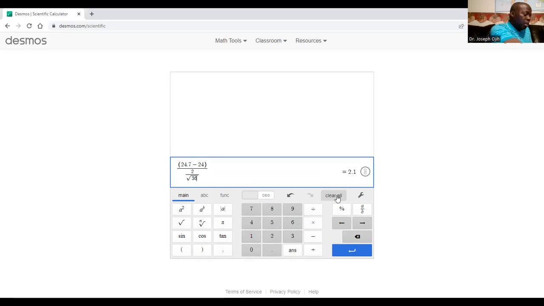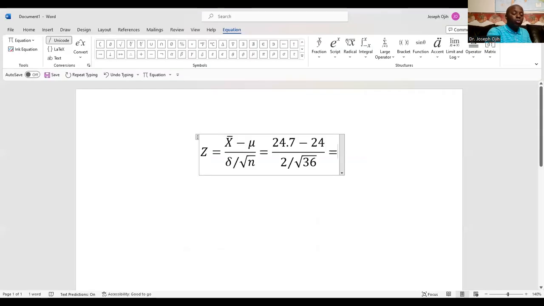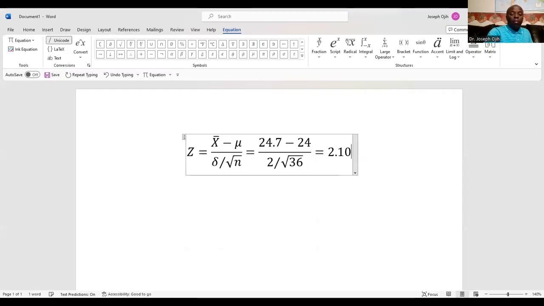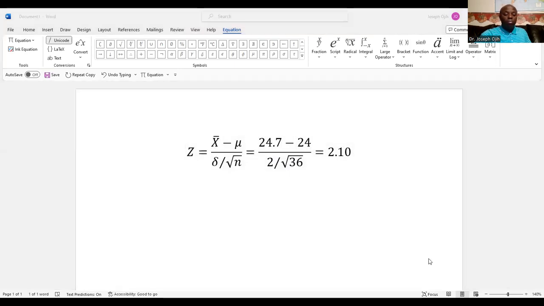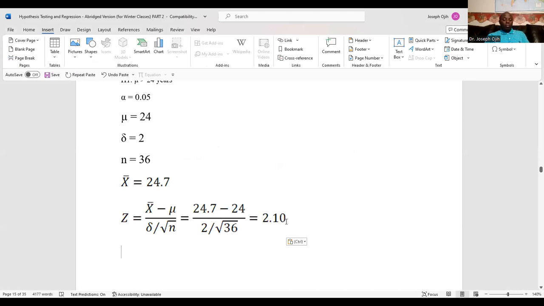2.10. Write this down. 2.10. So I will put 2.10 into our calculation, then transfer it to our main workbook. Copy this. Go to our main workbook and put our results. See? Now we are ready to make our decision. To make our decision, we find the p-value.